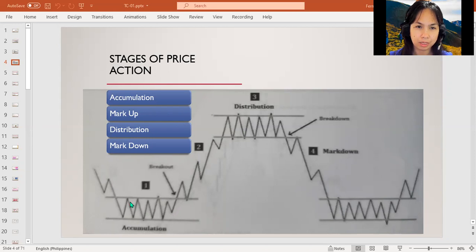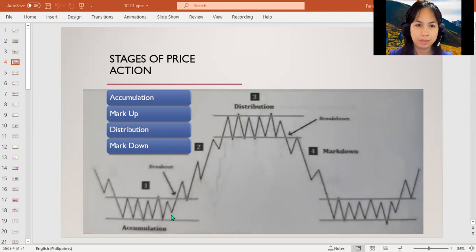And in the accumulation stage, price moves sideways like this in a range when the public seem to have lost interest or probably got frustrated after the massive sell-off in the previous trend, while big funds and institutions on the other side are accumulating or buying quietly.